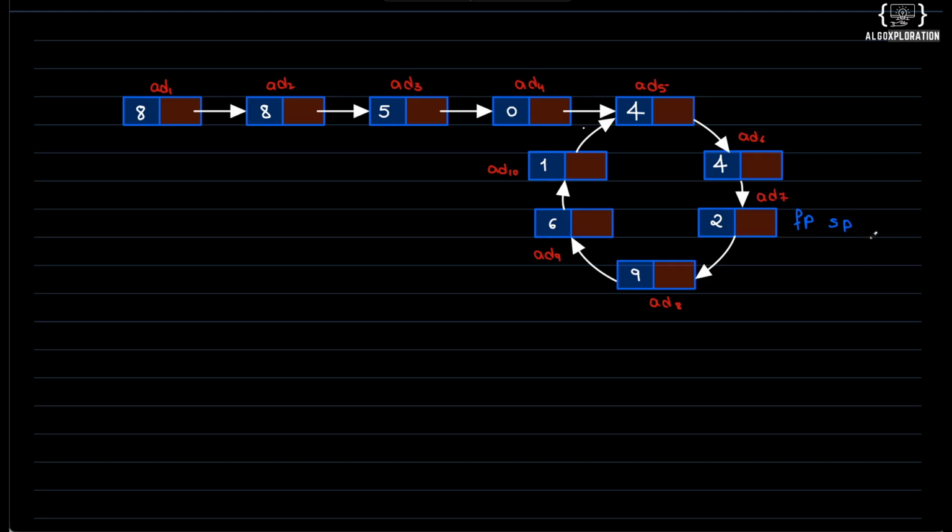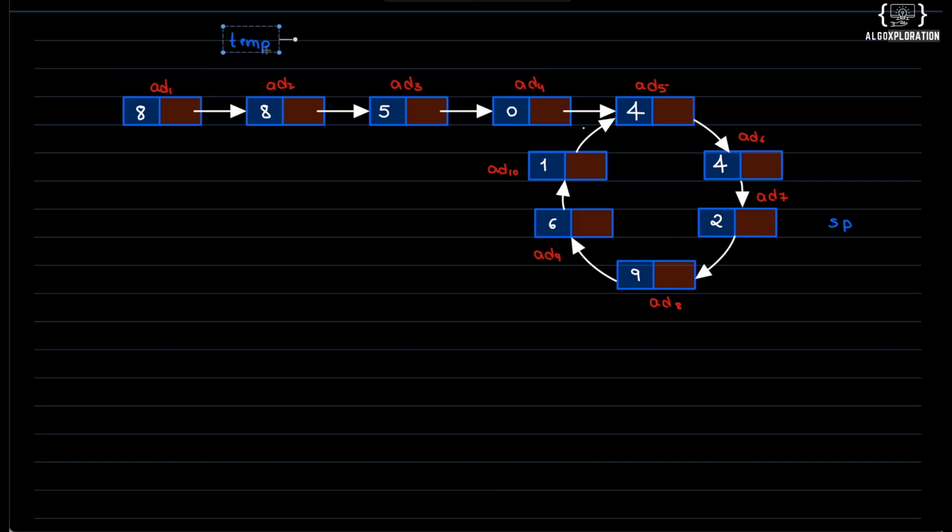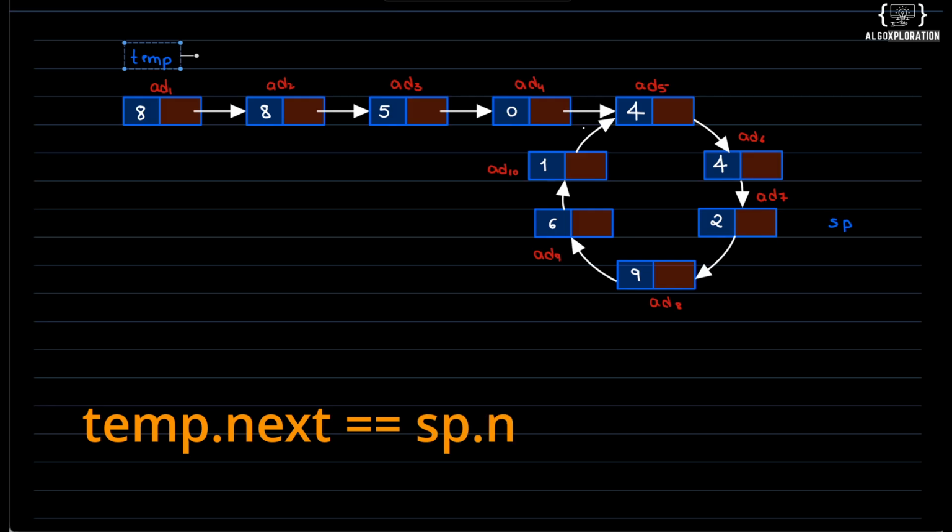Now this meeting point holds the key to finding where the cycle begins. I'll tell you how. The second step is that we create a temporary variable that points to the head only. From here onwards I don't need any help from the fast pointer. Now here comes the synchronized walk. The temporary pointer will move one step at a time, just like the slow pointer, and we keep going until temp.next is equal to slow.next.